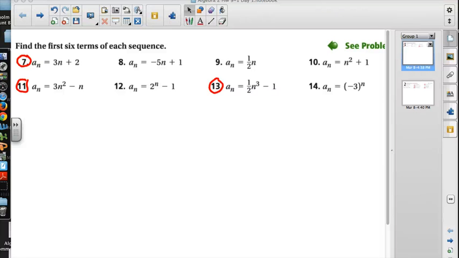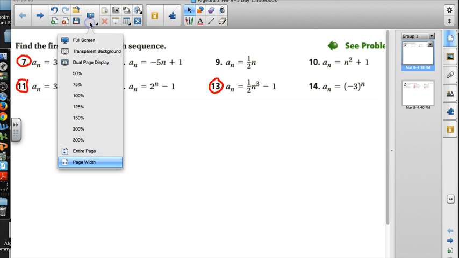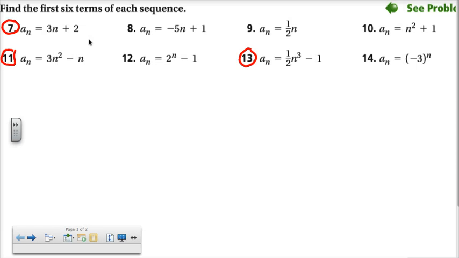These are the frequently asked questions for Algebra 2, Section 9-1, Day 1, as we are starting to work on this chapter dealing with sequences and writing formulas for sequences. So these problems say find the first 6 terms of each sequence. And number 7 gives us the rule that to find any term, remember that a sub n stands for any term, we want to take 3 times n and add 2.